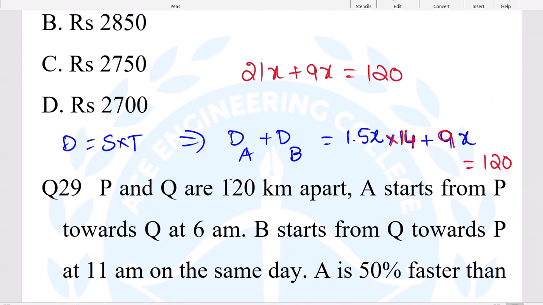Again, make sure the x value 4 is B's speed. The question asks for A's speed, 1.5x. This is a bit simple. Don't fix on that, sir, I go only with this method.